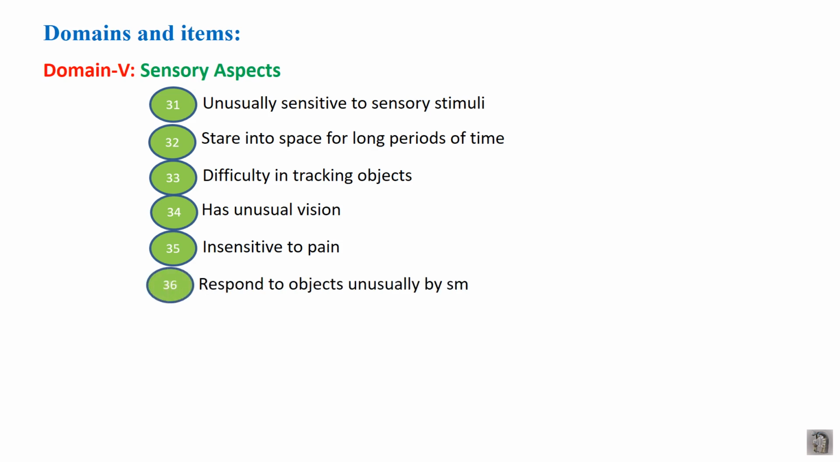Respond to objects unusually by smelling or touching or tasting. So that is very important. Individuals with autism may go around exploring their environment by smelling, touching, or tasting objects. So keep all the objects and observe if the child smells, touches, tastes the objects, and if he is using the objects appropriately. So that you need to find out.